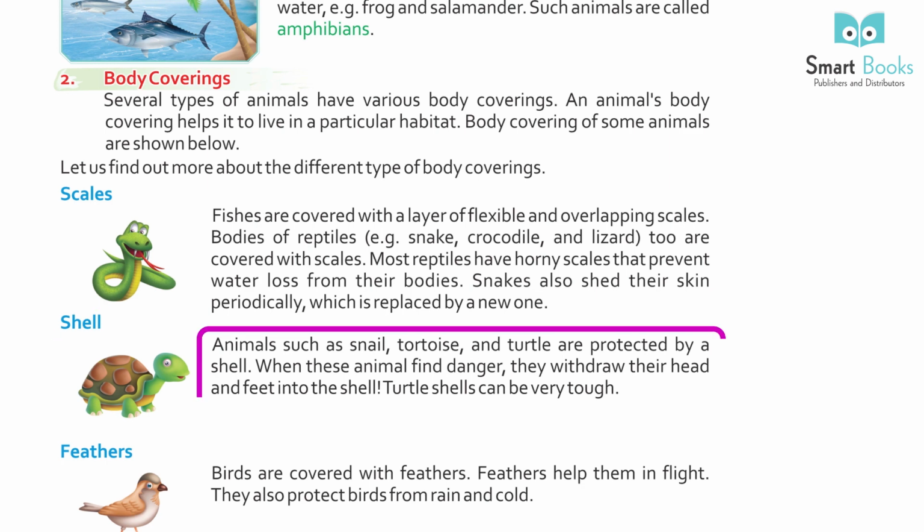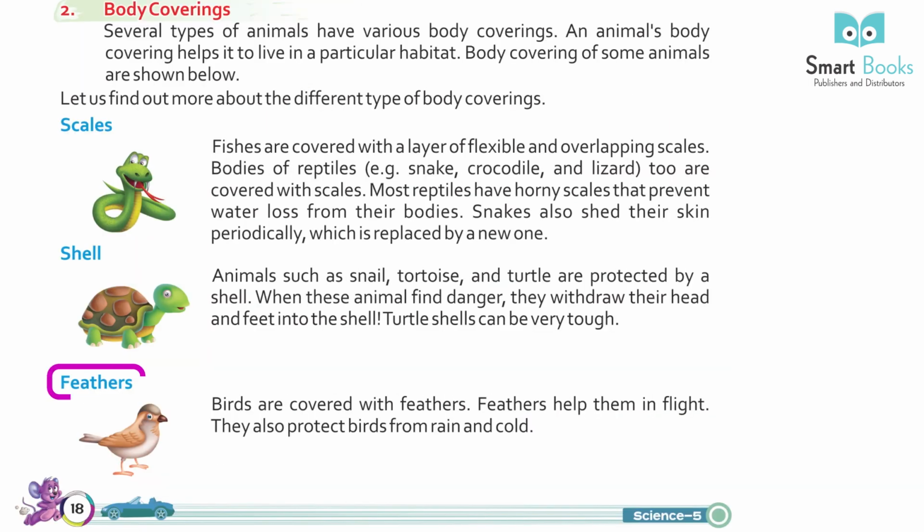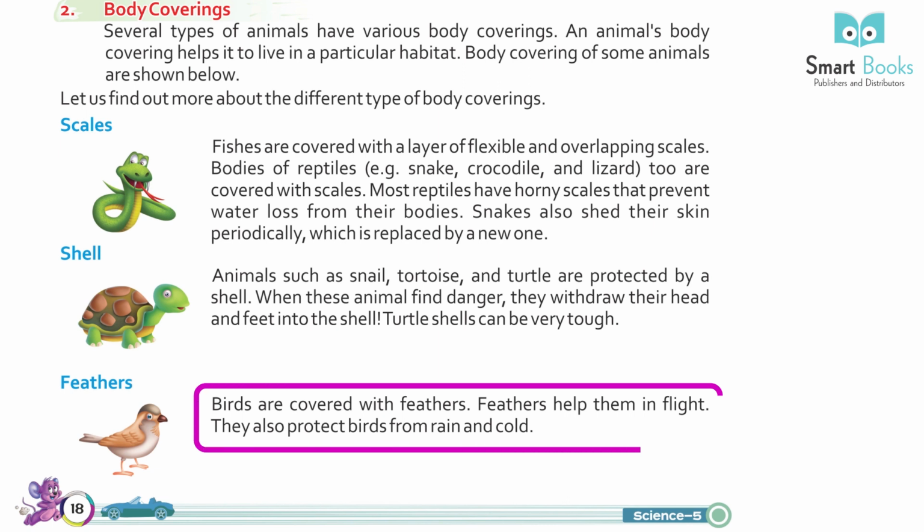Shell. Animals such as snail, tortoise and turtle are protected by a shell. When these animals sense danger, they withdraw their head and feet into the shell. A turtle's shell can be very tough. Feathers. Birds are covered with feathers. Feathers help them in flight. They also protect birds from rain and cold.